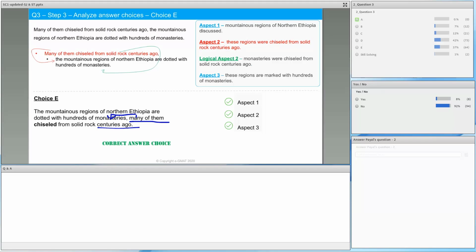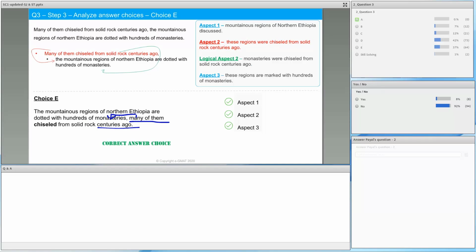Okay, so choice E indeed is the correct answer. But as you can see, what I would say here is that logic and grammar go hand in hand. Of course, logic is the key, but grammar is the tool to present that logic correctly to us.